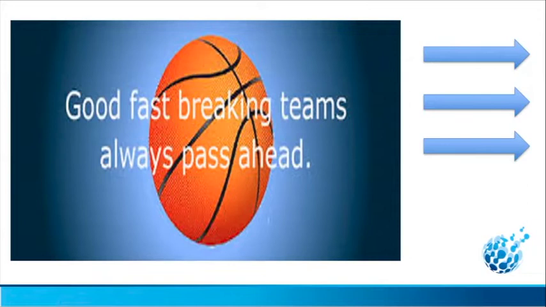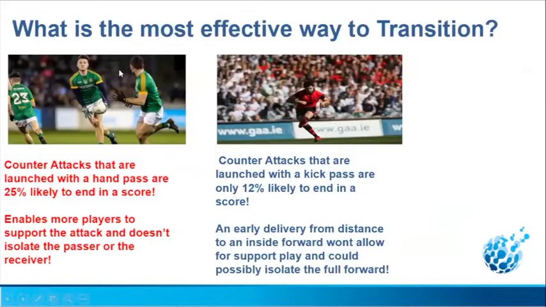The 1 in, 4 out, clearing the D, clearing the key, all very, very similar movement patterns, and all very similar to the sport that we're playing. So what is the most effective way to transition?